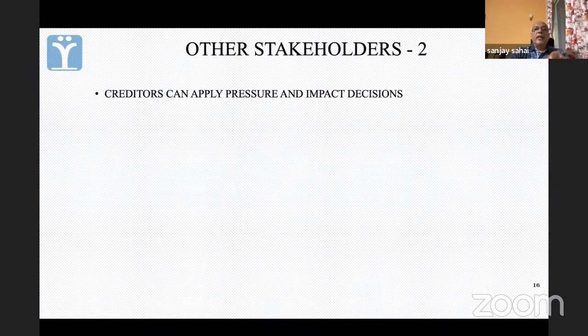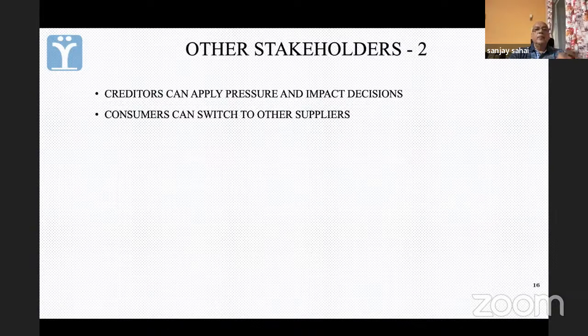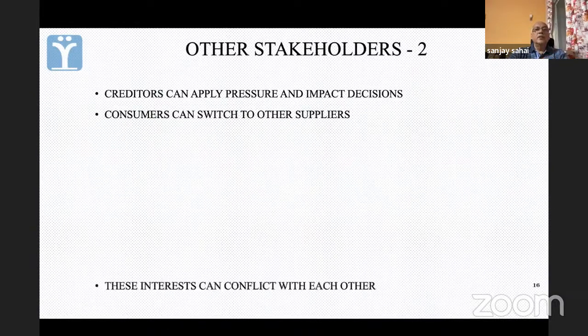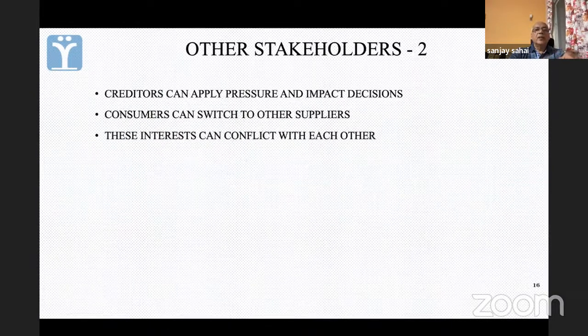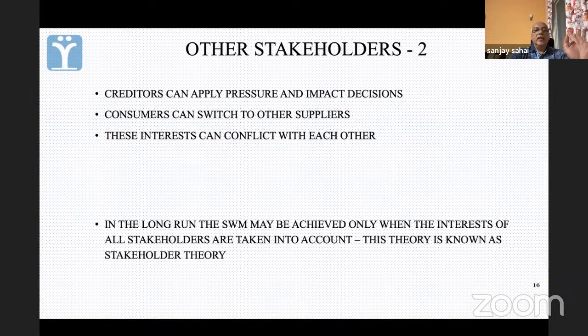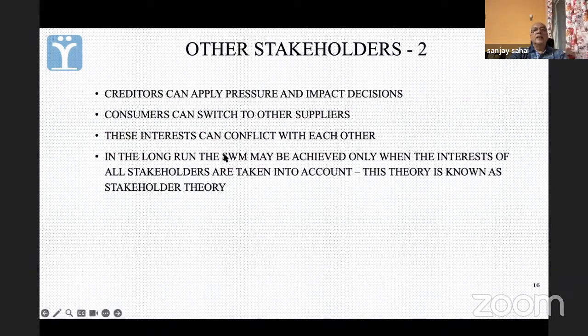Creditors can apply pressure and impact decisions. Consumers can switch to other companies. And sometimes these interests can conflict with each other. In the long run, the shareholder wealth maximization may be achieved only when the interests of all stakeholders are taken into account. This is known as the stakeholder theory.